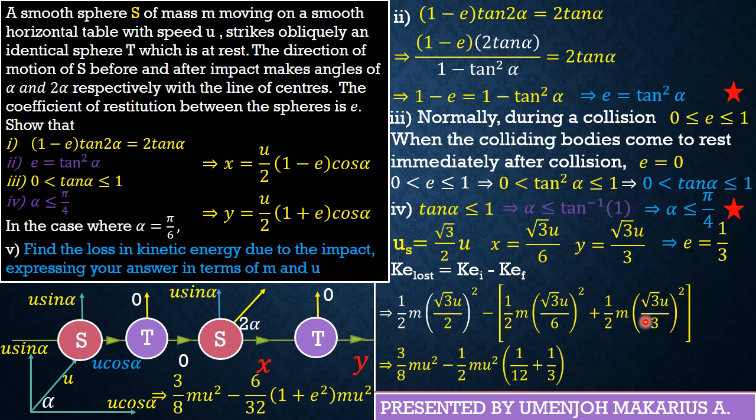T. Good. So if we simplify further, we are going to have 3 over 8 m U squared minus 1/2 m U squared into, when we factor out 1/2 m U squared from the right hand side, 1 over 12 plus 1 over 3. Simplifying further gives us our answer to be 1 over 6 m U squared. Great. That's it, guys. That's what we are required to find.